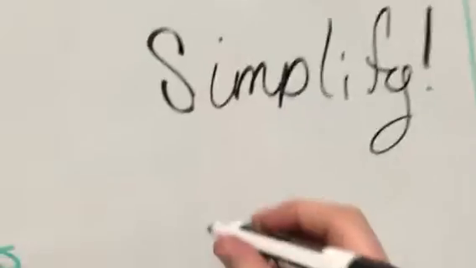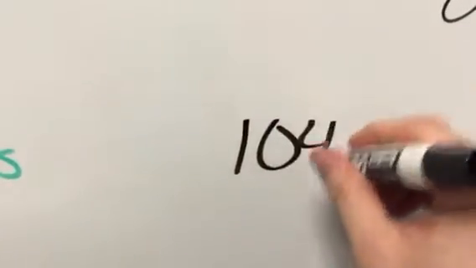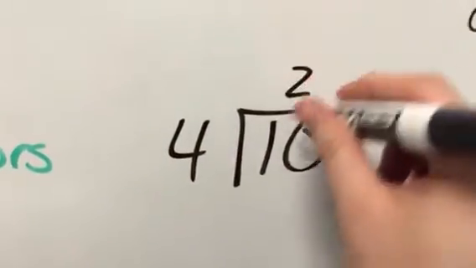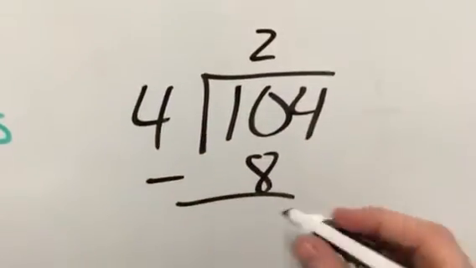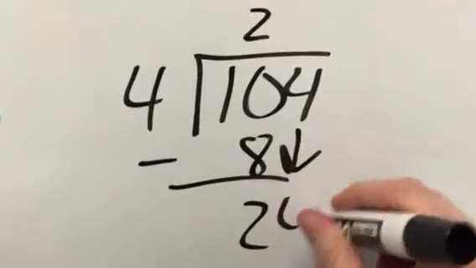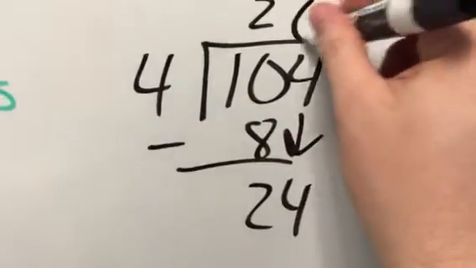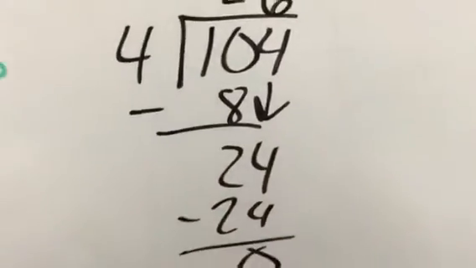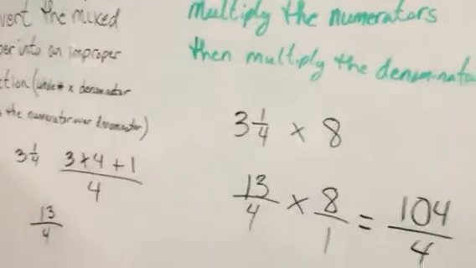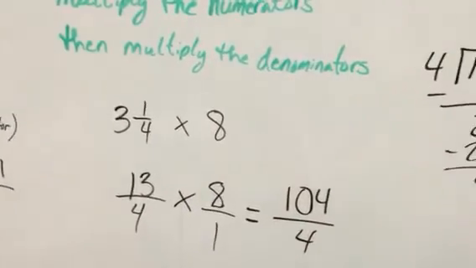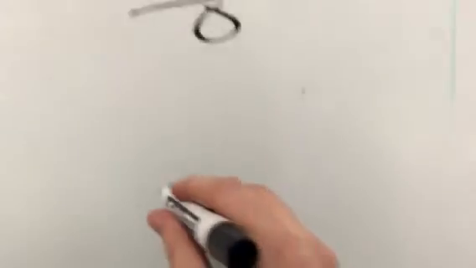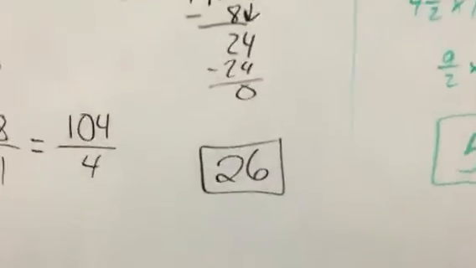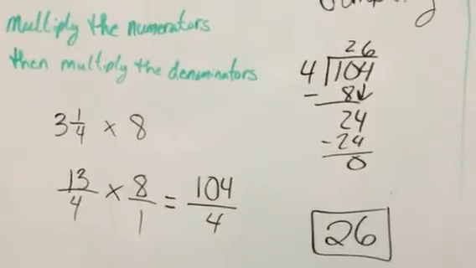Step 3 you all love. Simplify. To do that, when I have 104 divided by 4, 4 goes into 10 2 times, minus 8. I have 2 left over, bring down the 4. 4 goes into 24 6 times, minus 24, I get 0. So my answer to 3 1/4 times 8 is 26. Let's check out how we did that in the guided practice.